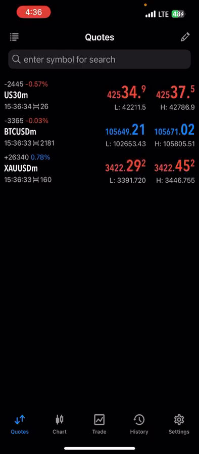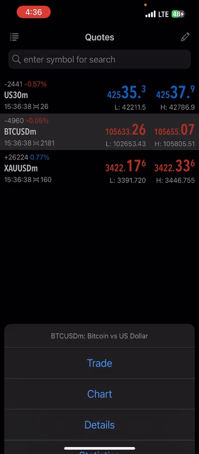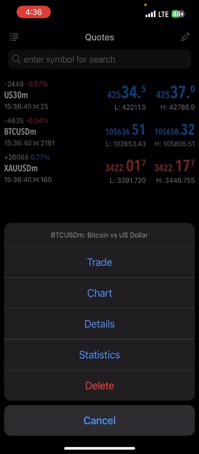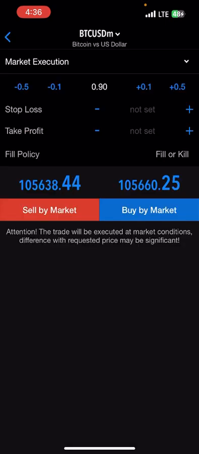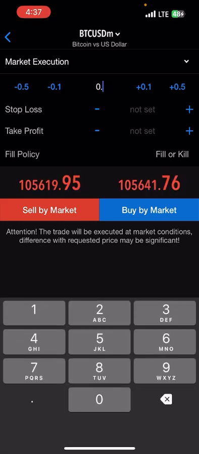So if you want to take a trade, let's say I want to trade BTCUSD, I click on it and then I hit trade. This is literally how to take a trade. Of course, I'm going to change my lot size to whatever lot size I feel comfortable using, or whatever lot size is appropriate for my risk management. So let's say I want to use 0.01, I change it to 0.01.